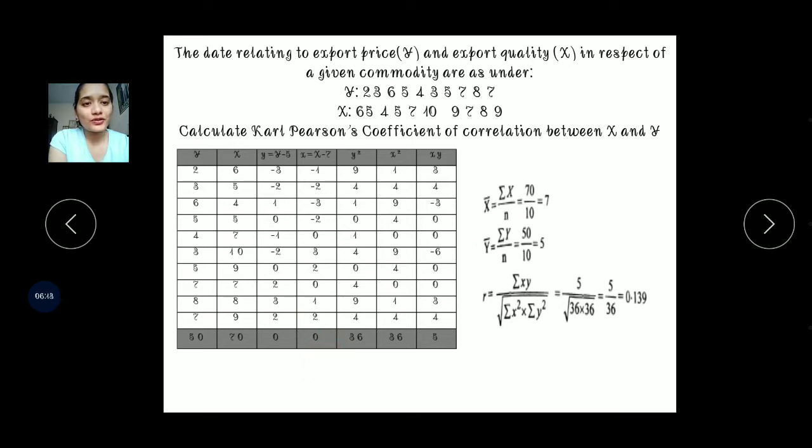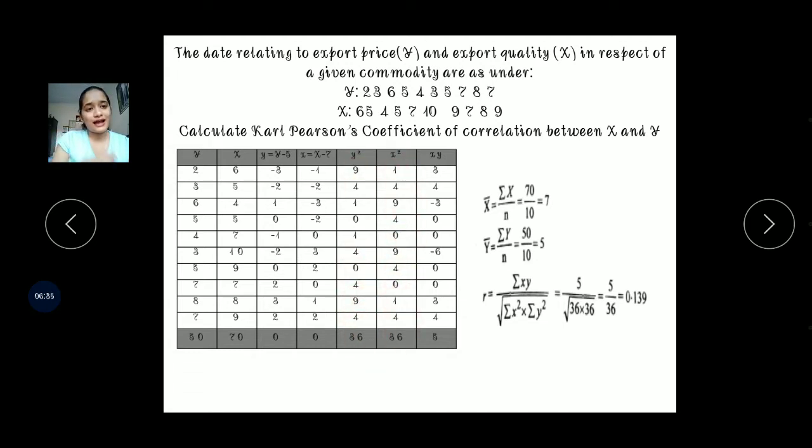Now small y square is minus 3 into minus 3, 9, minus 2 into minus 2, 4, 1 into 1, 1, and so on, all the other terms. Small x square, minus 1 into minus 1, 1, minus 2 into minus 2, 4, minus 3 into minus 3, 9, and so on, all the terms. And we'll find out sum of y square and x square.